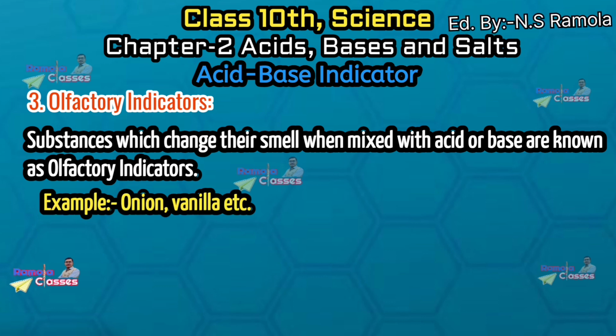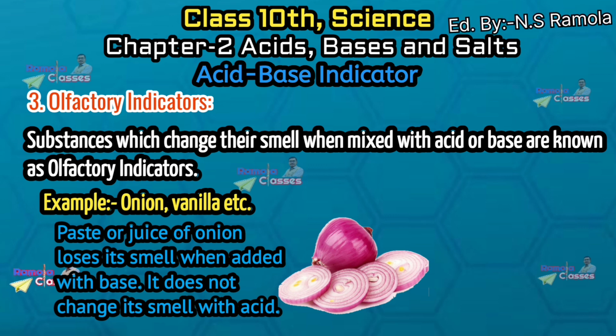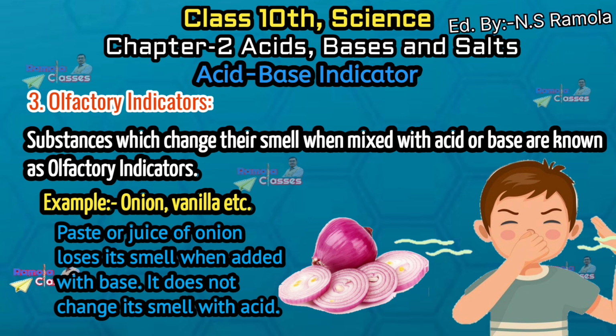Paste or juice of onion loses its smell when added to a base. It does not change its smell with acid. This is the best example of an olfactory indicator. It depends on their smell.